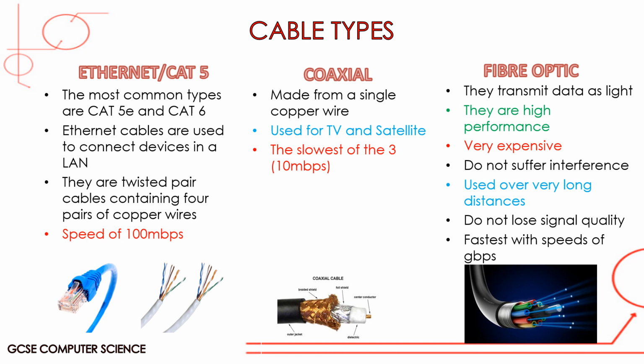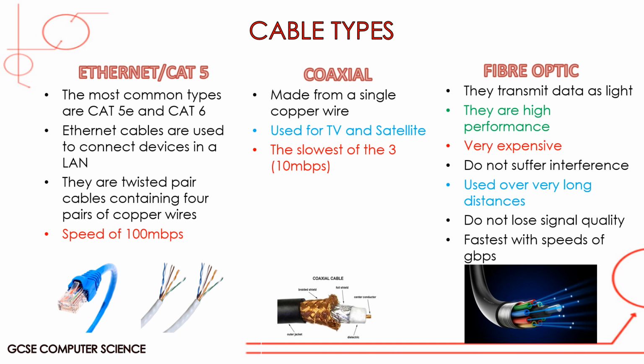There are three different cable types that you need to know. There are Ethernet cables, which are actually called Cat5 or Cat6 cables. These are the most common type and they're used to connect devices in a LAN. Usually they'll go from the NIC in your computer and go into a switch. They are twisted pair cables containing 4 pairs of copper wire, and that means that they're all twisted to shield them from any sort of interference. They have a pretty fast speed, but they're not the fastest.